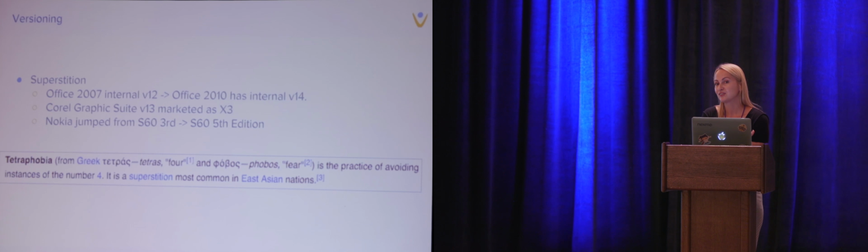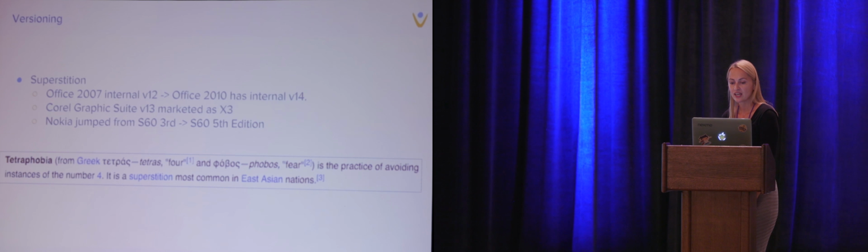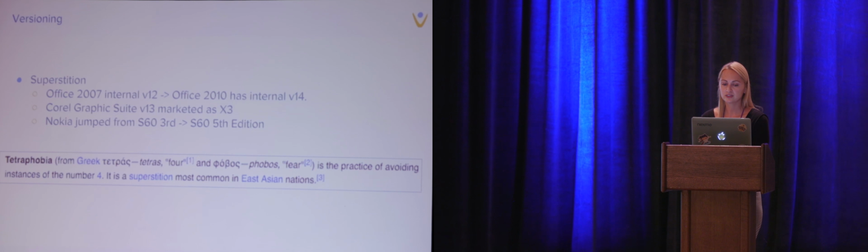Some fun facts about versioning. This is something I found on Wikipedia, and I hope they're right. Office 2007 had an internal version called V12, but then, because of superstition about the number 13, they moved to internal version 14. The same happened with CorelDRAW and Corel Graphics Suite. They had a V14, but they marketed it as X3, like the X from the Roman alphabet.